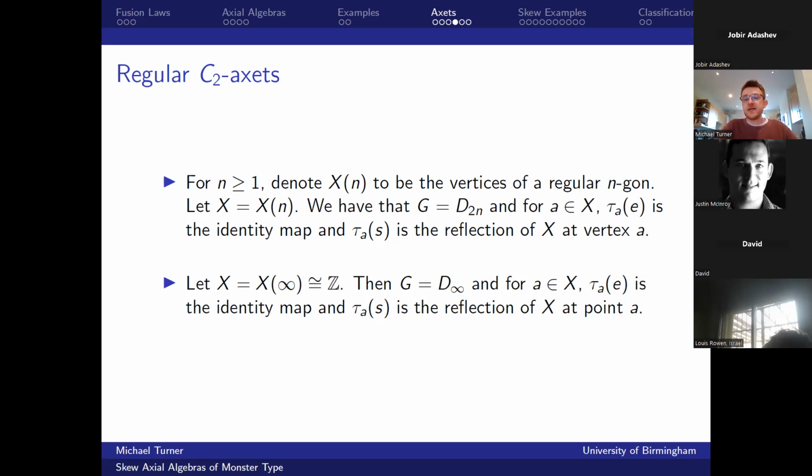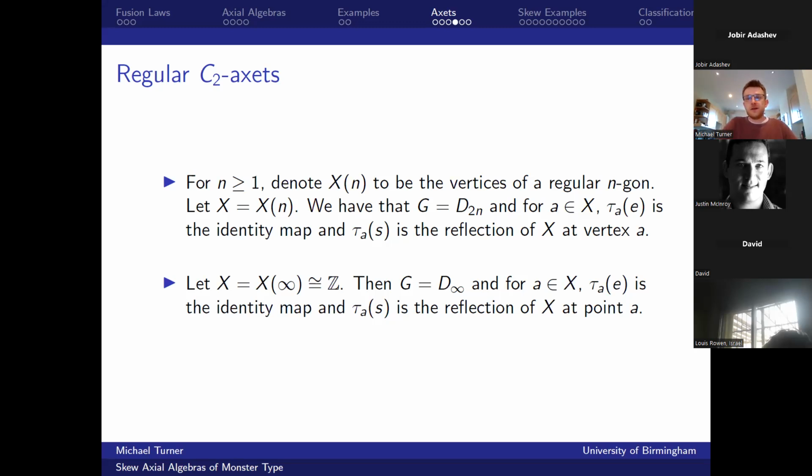And we can then just take tau A of E to be the identity map, and tau A of S to be the reflection of X at that point. We're just going to reflect the number line at that point A. Again, this is two generated. Just taking two adjacent points will do to generate the whole axet X. These two examples are something called a regular axet.